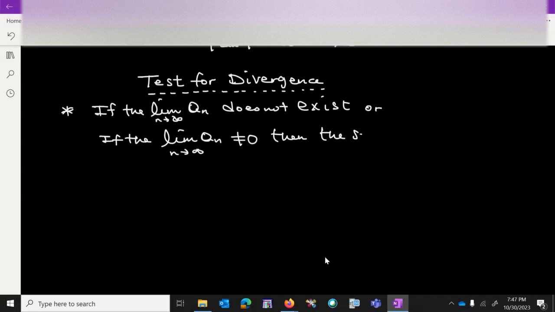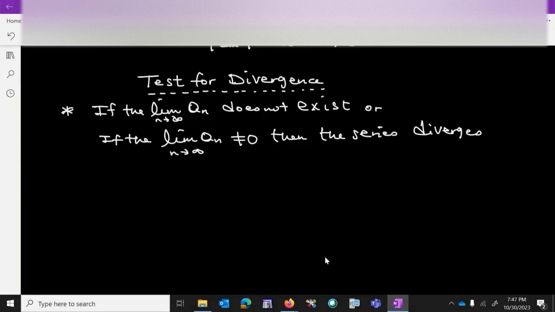the sequence, I mean the series, we are talking about series now, the series diverges. The series diverges. This is the key idea now.